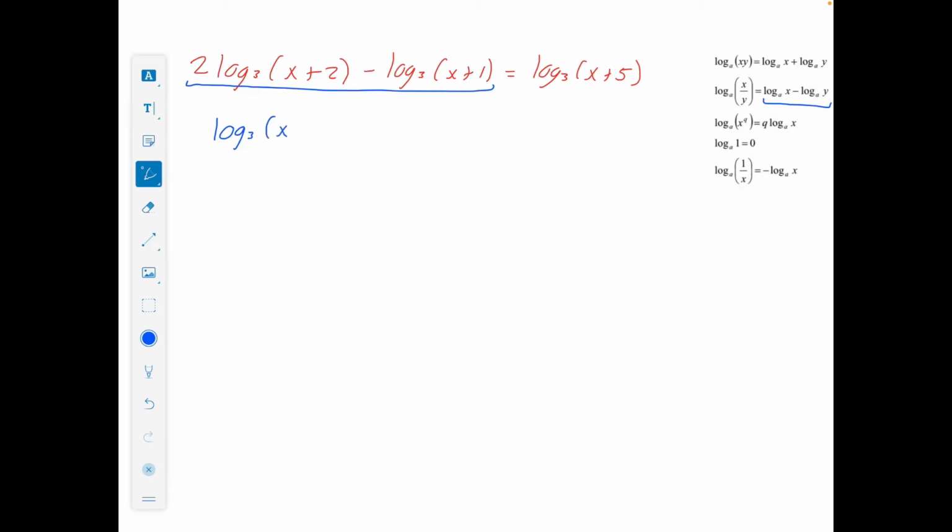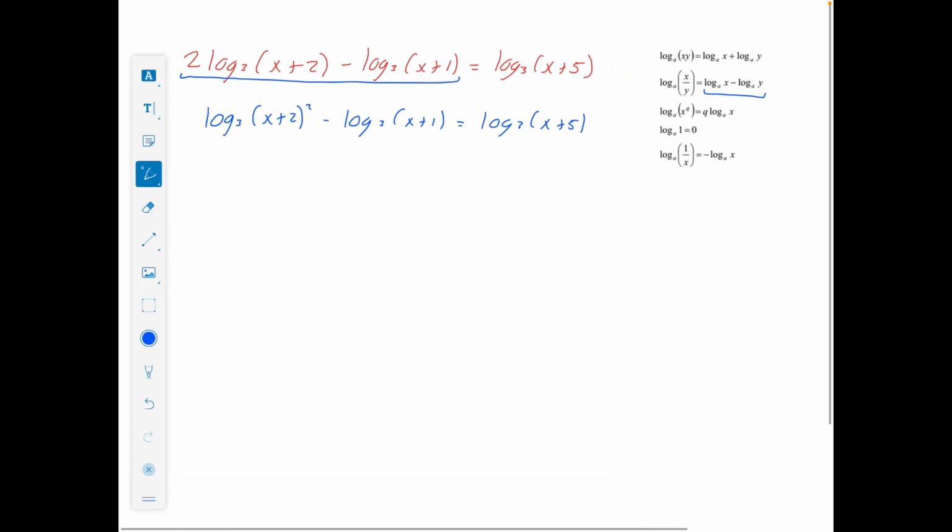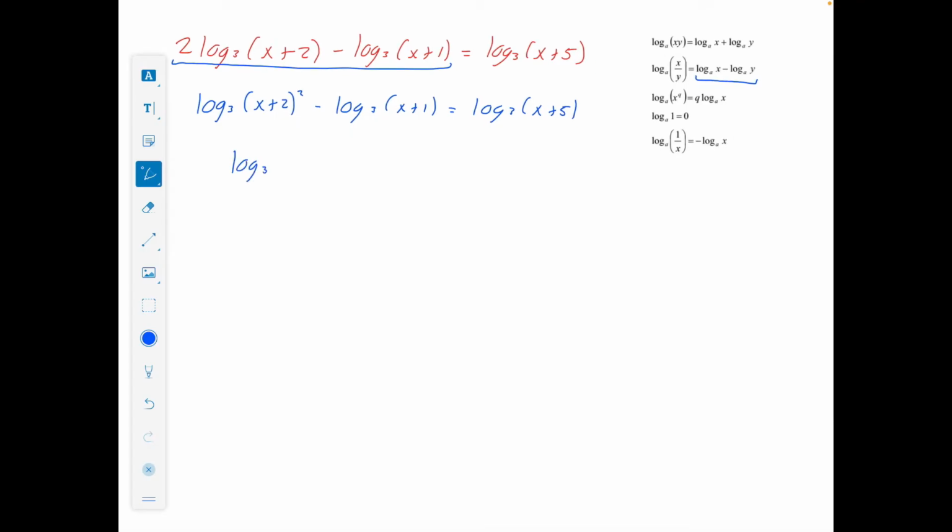So instead of 2 times log to base 3 of x plus 2, we're going to say that's log to base 3 of x plus 2, all squared. And then we still have our minus log to base 3 of x plus 1 is equal to log to base 3 of x plus 5. Now our rule matches up exactly with law 2 here with the subtraction. So we can divide. So we'll have log to base 3 of x plus 2 all squared, divided by x plus 1, is equal to log to base 3 of x plus 5.